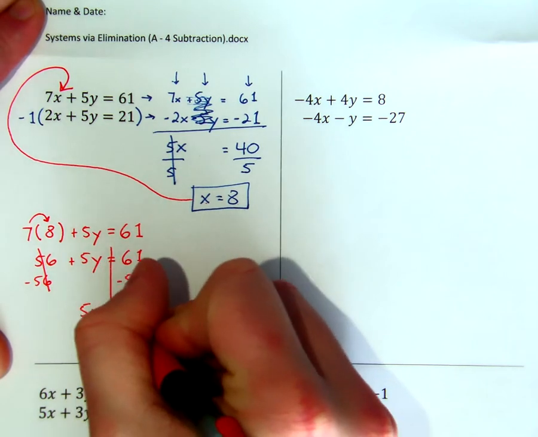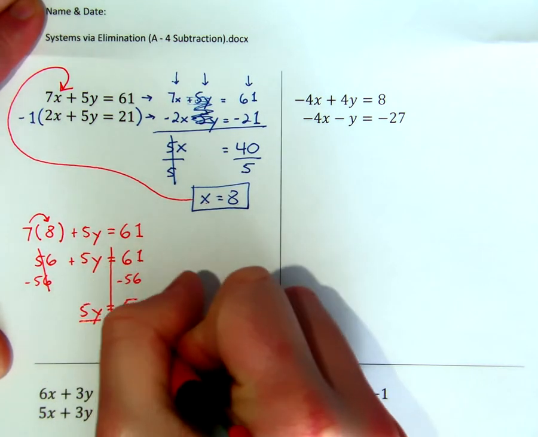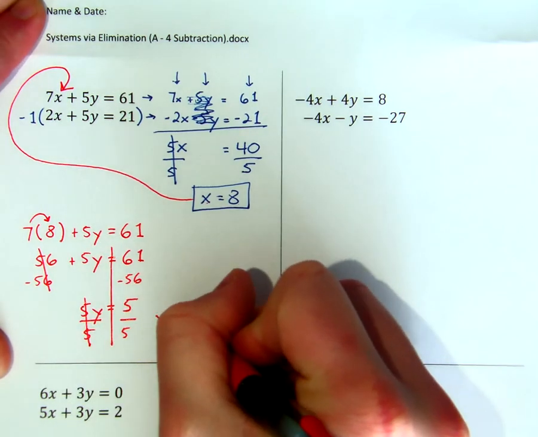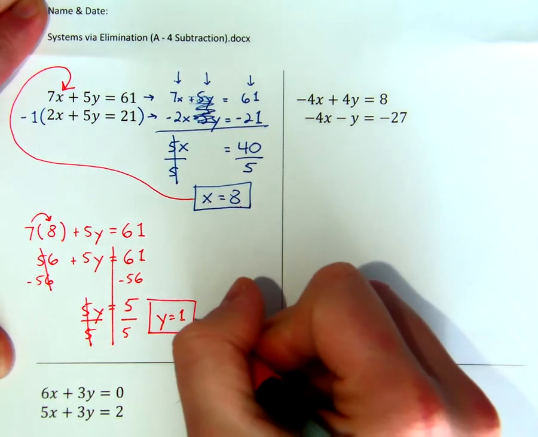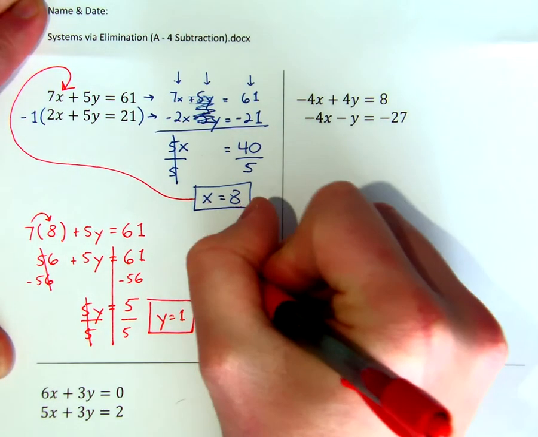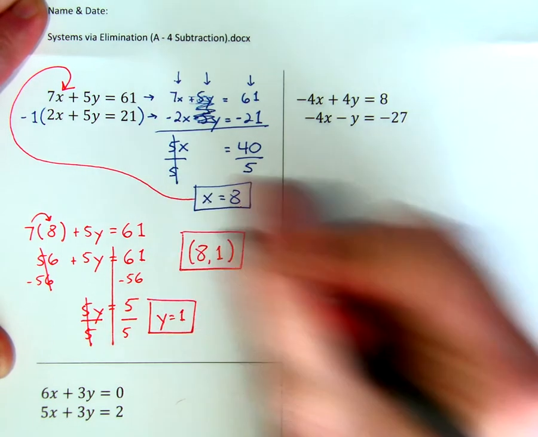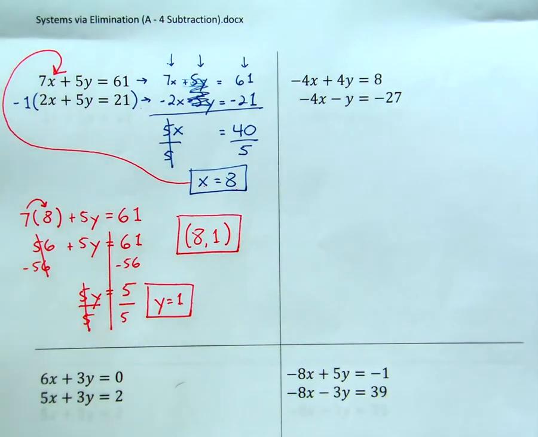And we'll find that 5y equals 61 minus 56, which is 5. We divide by 5, and we'll find that y equals 1. We now know both x and y, and we can write our answer in proper form as a coordinate point, 8, 1. If you were to graph each of these equations, they would cross at one point, and that point would be 8, 1.